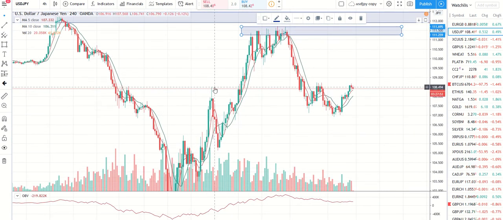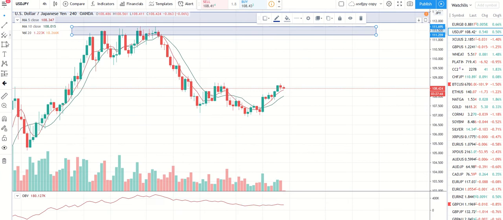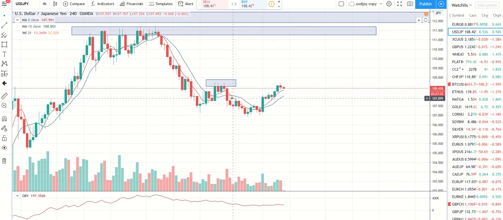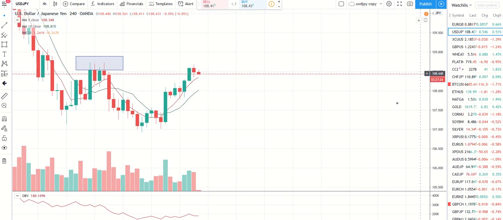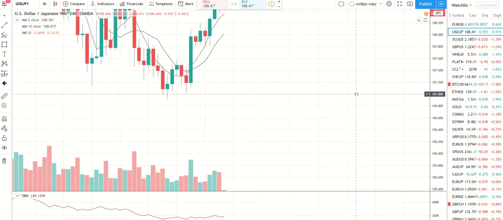Now, one thing that stood out for me here was, first of all, we'd come through this level here. But also we've got that pattern again, where we've got this area where price hasn't risen from. Then we've also got the moving average crossover. Okay, so these are good signs that this market was ready to drop.